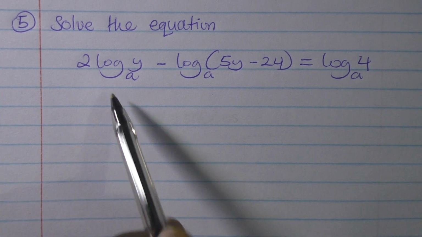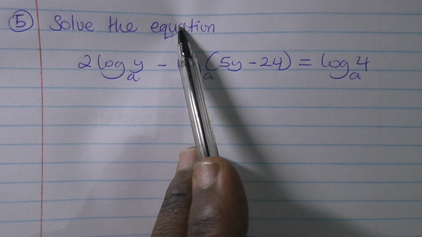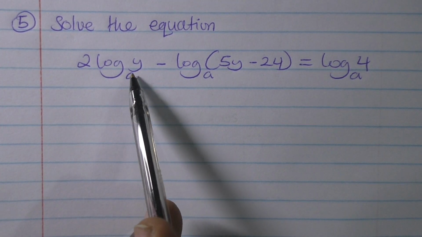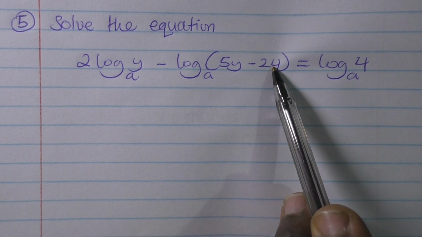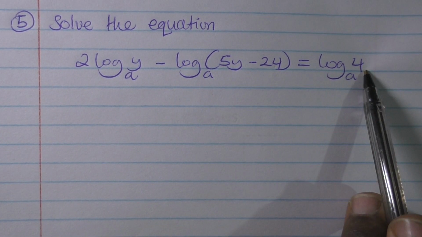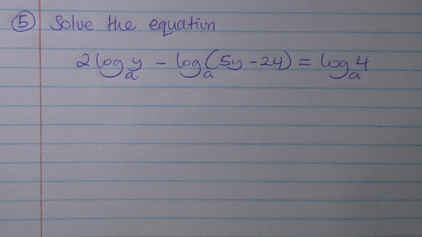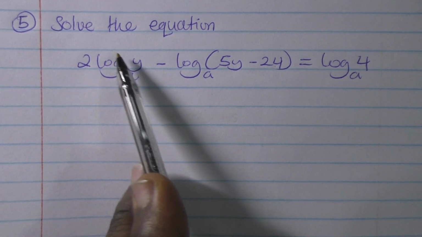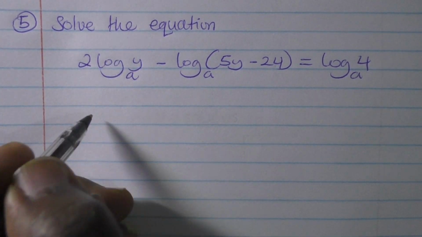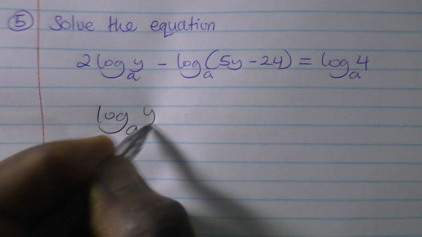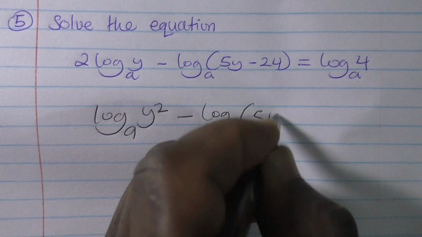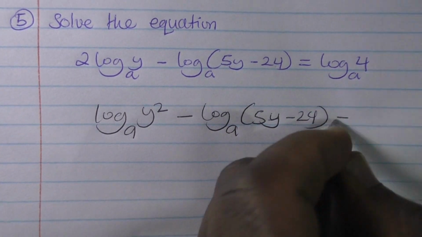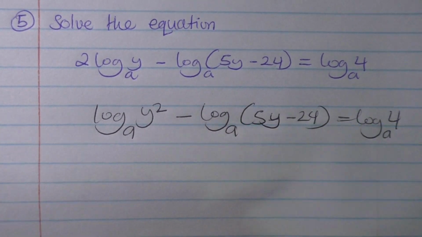Otherwise, we are told to solve the equation, which is 2 log_a y minus log_a (5y minus 24) equaling to log_a 4. So the first step, always, when you face such a challenge, is to bring this power up, so that we get log_a y squared minus log_a (5y minus 24) equaling to log_a 4.